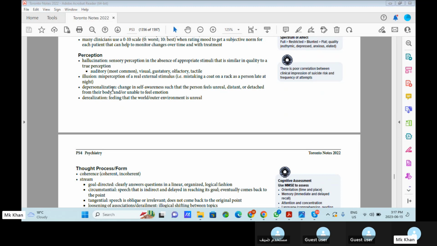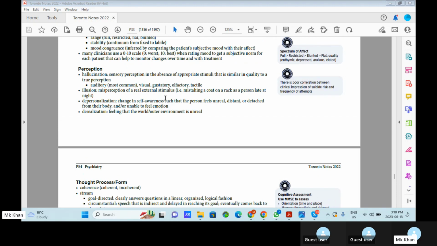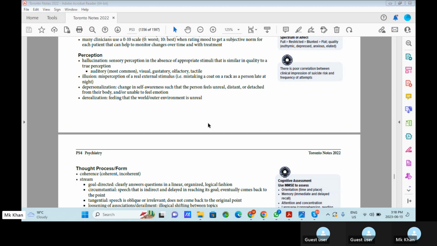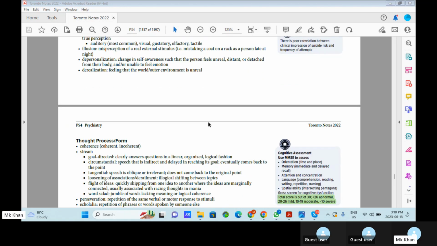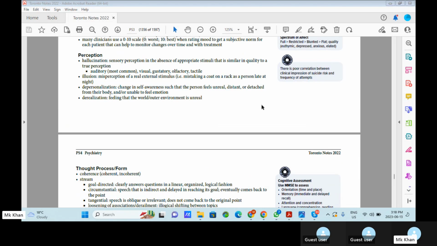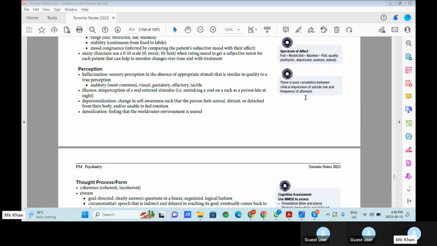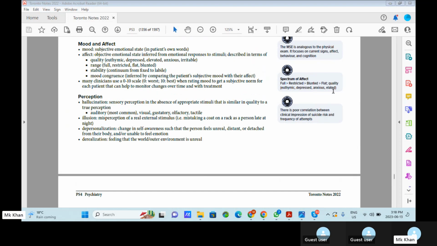So depersonalization, as the term says, is the patient feeling depersonalized, detached from the body. And derealization is feeling that the outer environment, the world, is unreal. And then there is poor correlation between clinical impression of suicide risk and frequency of attempts. So it is not correlated; there is actually poor correlation.